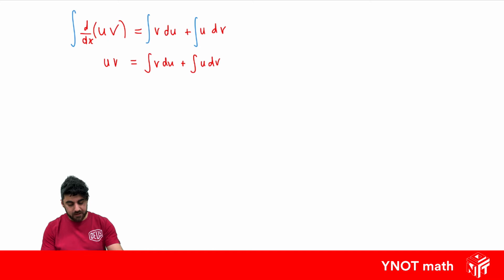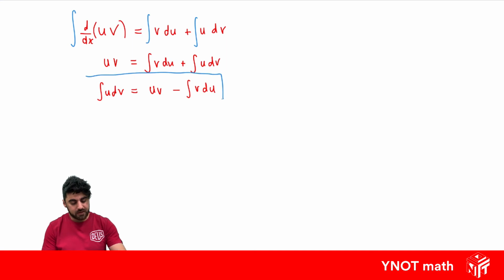Let's go ahead and make the integral of u dv the subject. So we get the integral of u dv is going to equal uv minus the integral of v du. And this is the integration by parts formula, which is saying that if we have the integral of u multiplied by some dv, we can find the integral using this formula. So how are we going to go about using this? Best way is probably through an example.